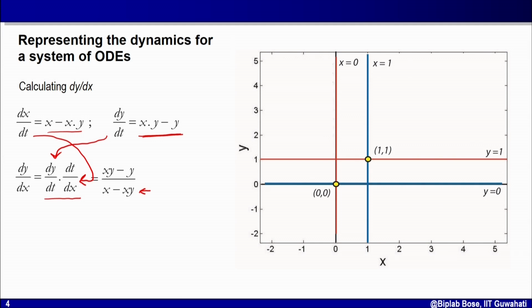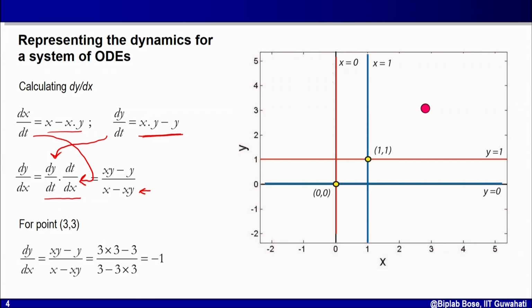So now let us take a particular point and calculate the value of dy/dx at that point in this xy phase plane. So let us take the point (3, 3). I have shown this by a red dot here. x is 3, y is 3. Now use this value of (3, 3) to calculate dy/dx.